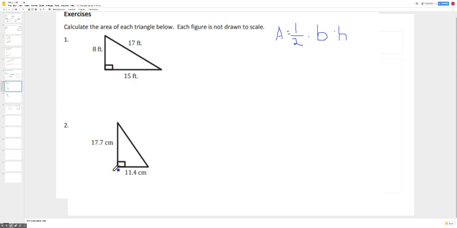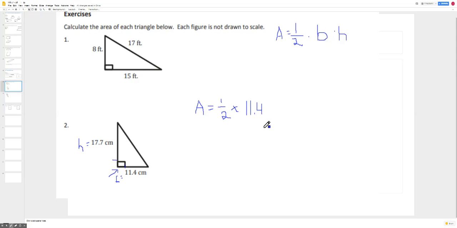Number two. Once again, the first thing you want to do is find that right angle, because that right angle connects our base to our height. So this 11.4 is our base and this 17.7 is our height. Let's go ahead and start plugging them in. So the area equals, and of course, 1/2, and we're talking about times. You can use the X or the dot either way. The base, which is 11.4.